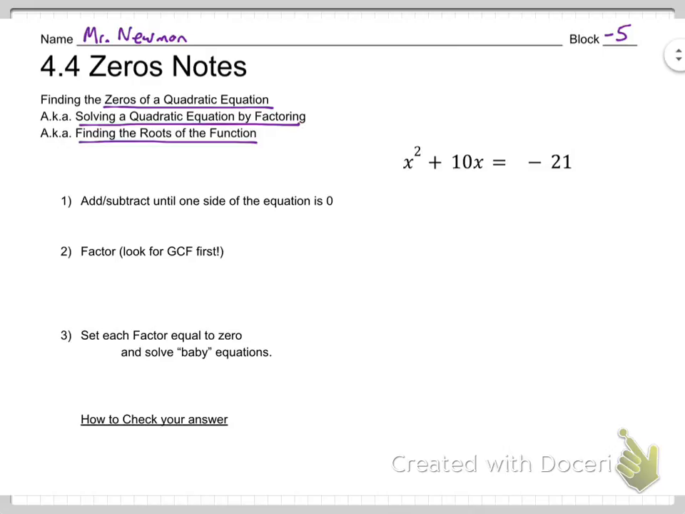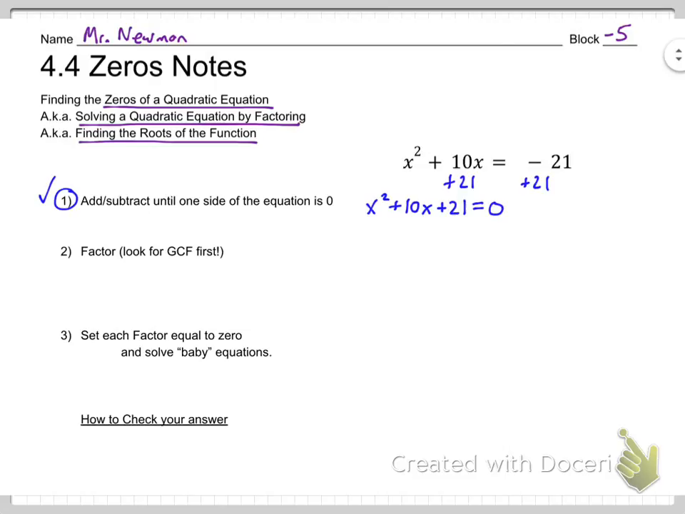So first thing you have to do is set the equation equal to 0. That means add or subtract until one side of the equation is 0. On here, we're almost 0 on the right, so I'm just going to add 21 to both sides. That way, we have x squared plus 10x plus 21 equals 0. Done. That was step 1.